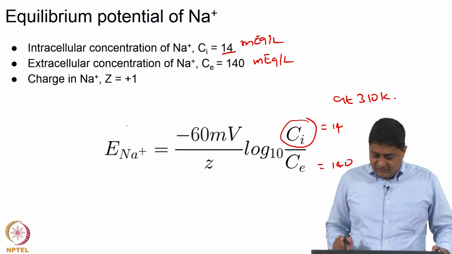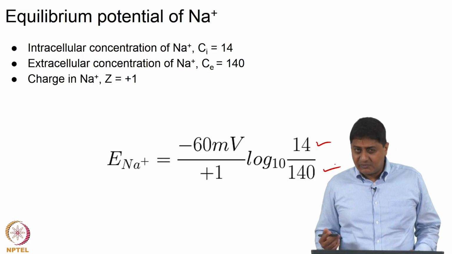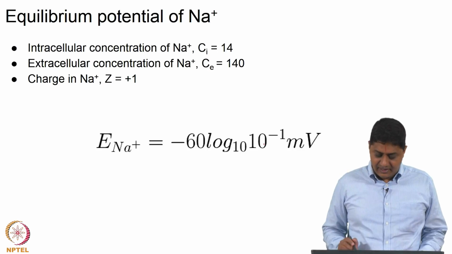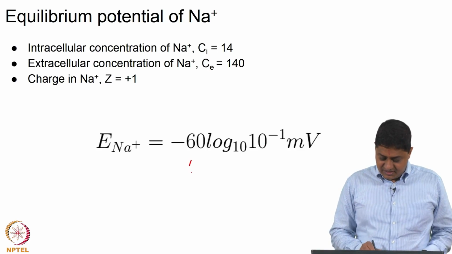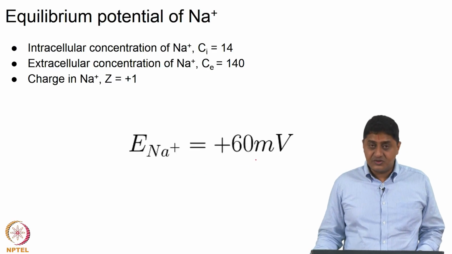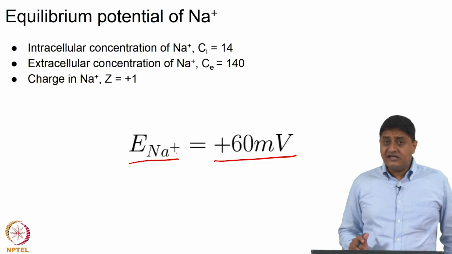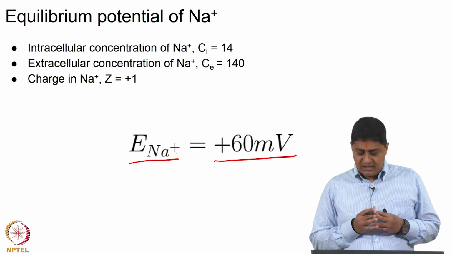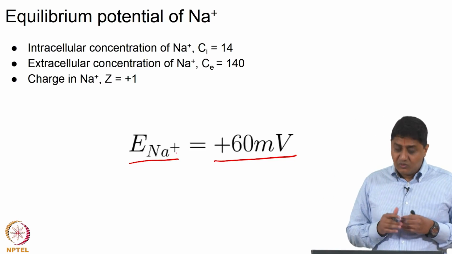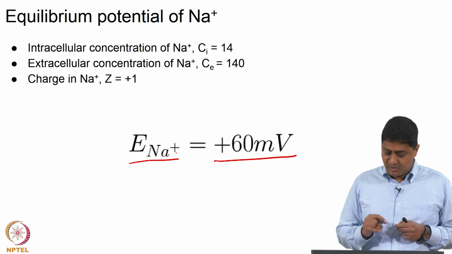But at 310 Kelvin you could substitute for these values as we have done here, 14 by 140 is 0.1 or 1 by 10 or 10 power minus 1, and that basically means this is 60 times log 10 base 10, is it not, which is 1. So, that is actually plus 60 millivolts. So, what this means is, if the membrane potential were at plus 60 millivolts, then there will be no more movement of sodium across the biological membrane.